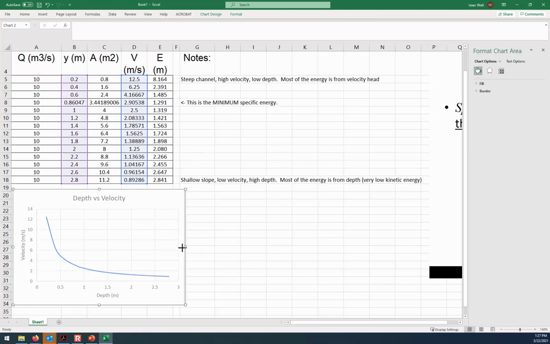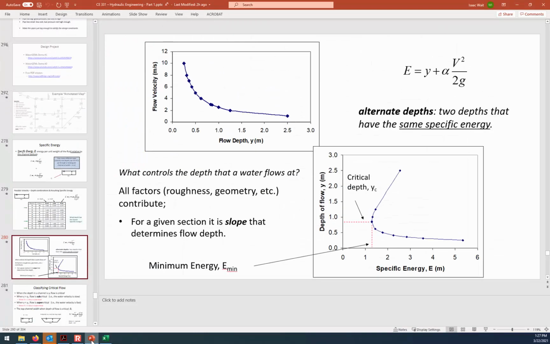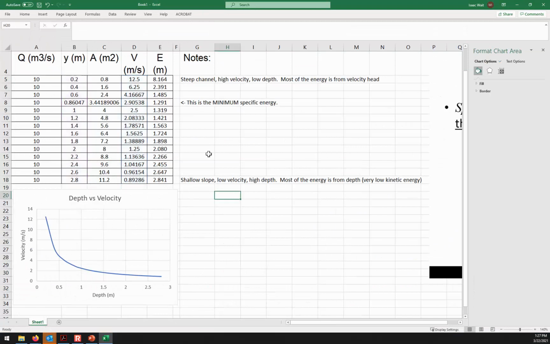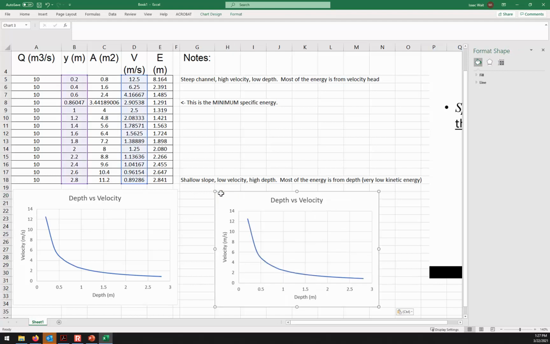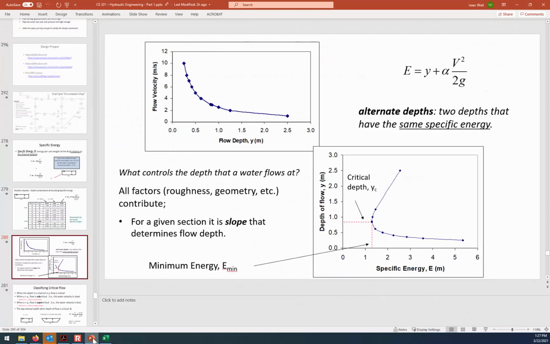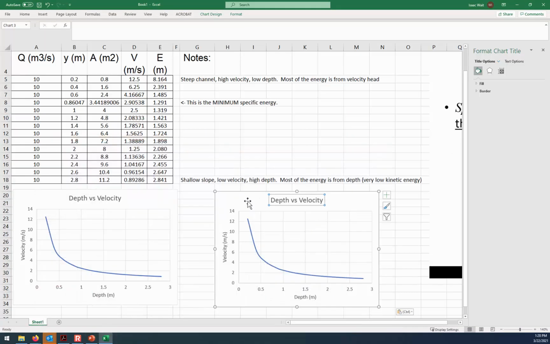The more interesting thing for us to do is to generate a graph of specific energy versus flow depth. And so I'm going to insert another chart here. In fact, I'm just going to copy and paste this one, and then I'll adjust what it's looking at. So Control C and Control V. So this is going to be depth versus specific energy.